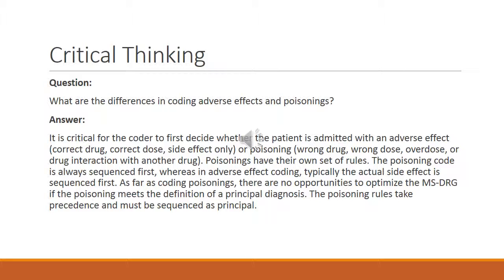Now, poisonings have their own set of rules. The poisoning code is always sequenced first, whereas an adverse effect coding, typically the actual side effect is sequenced first. As far as coding poisonings, there are no opportunities to optimize the MSDRG if the poisoning meets the definition of a principal diagnosis. The poisoning rules take precedence and must be sequenced as principal.